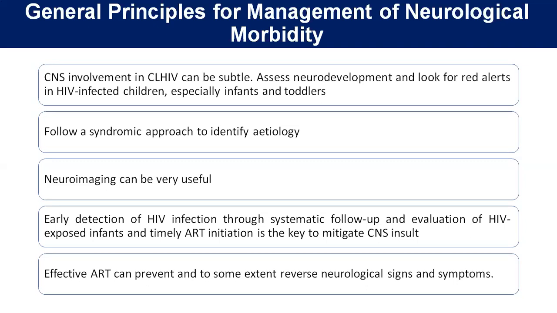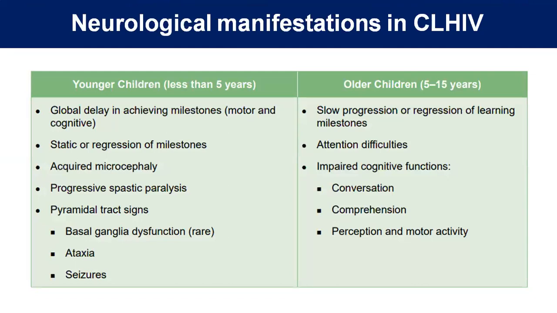And also effective ART can prevent and, to some extent, reverse neurological signs and symptoms. So the neurological manifestations in CLHIV: children less than 5 years will have global delay in achieving milestones, motor and cognitive. They can also present with static or regression of milestones. They will have microcephaly, that is, head circumference less than 3 standard deviations. The child could present with progressive spastic paralysis or could present with various pyramidal tract signs like ataxia, seizures, and such.